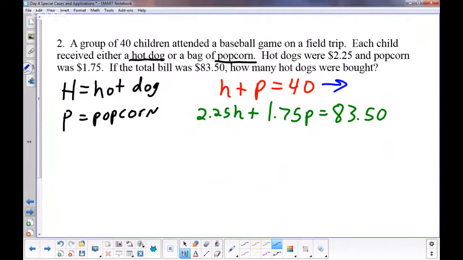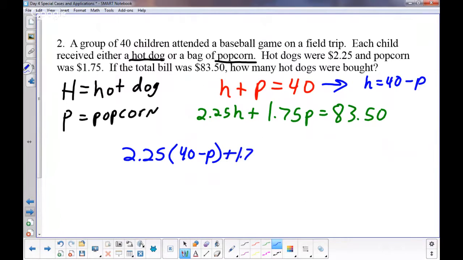I'm going to solve the top one for H. So I get H is equal to 40 minus P, or negative P plus 40. So I'm going to take that and plug it into my second equation. So 2.25 times 40 minus P plus $1.75P equals $83.50. All right, 2.25 distributed to both 40 and negative P.